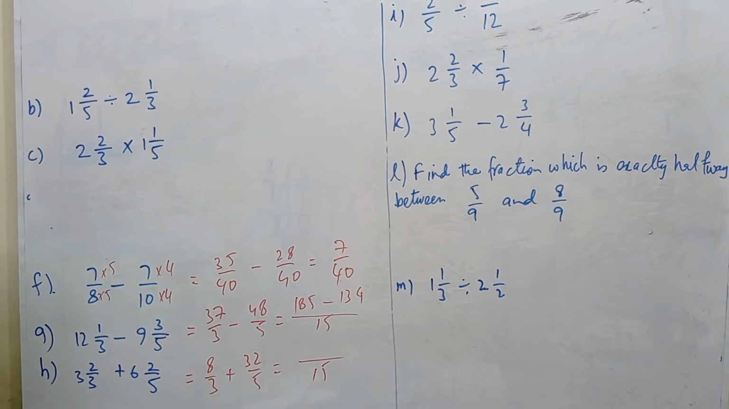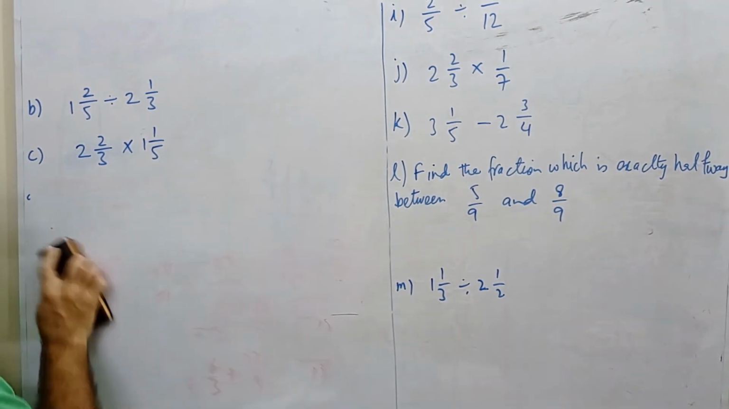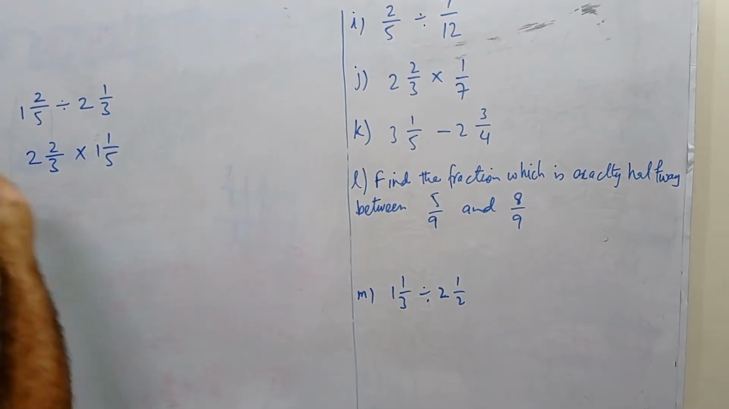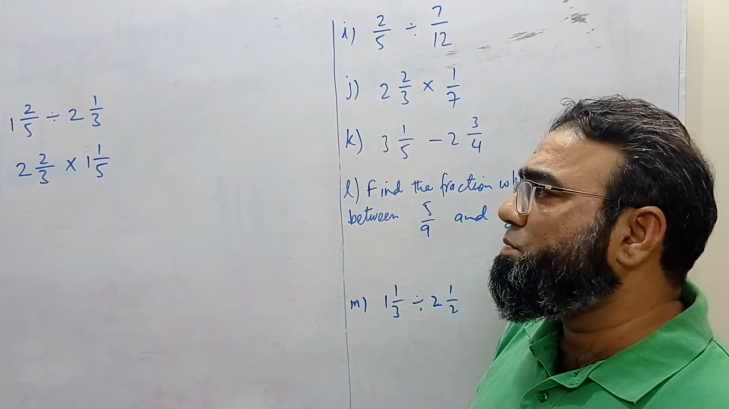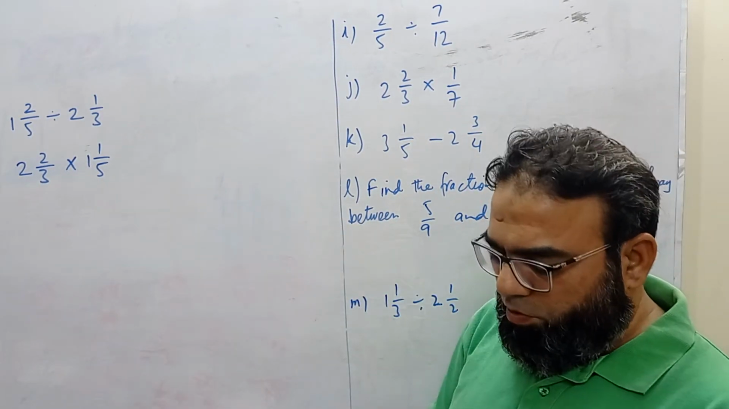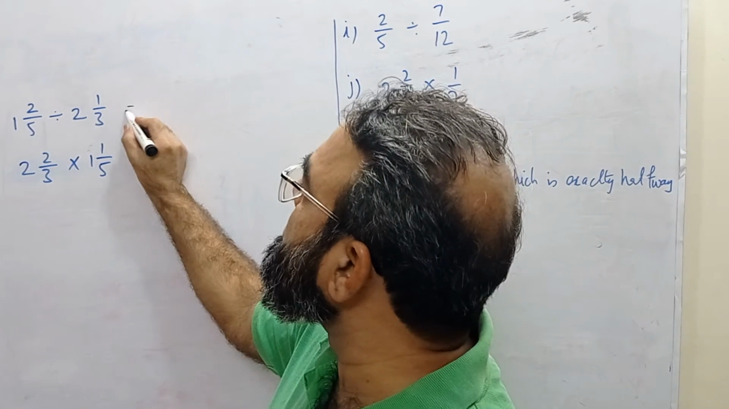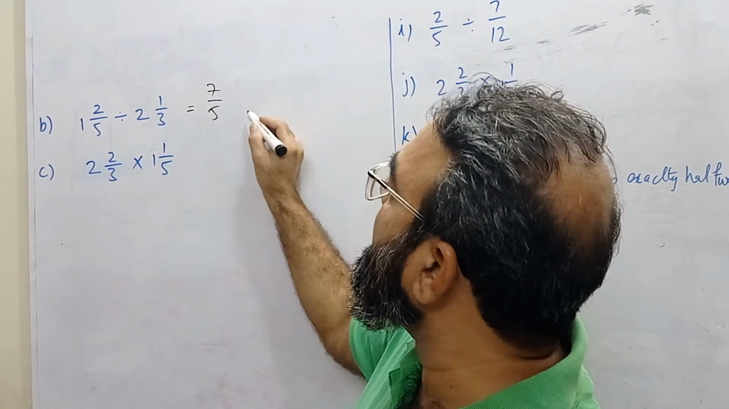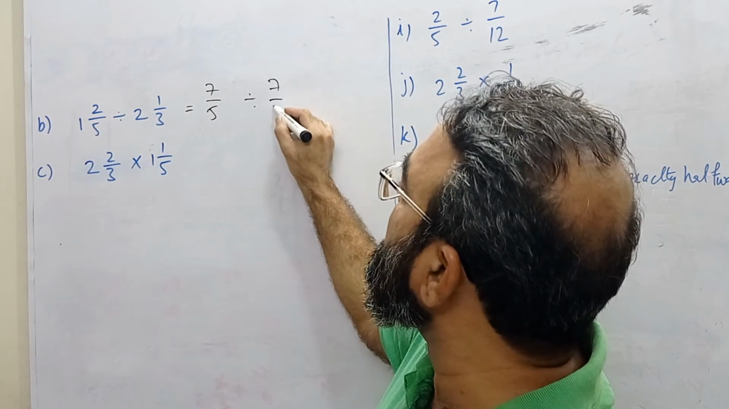Now I'm going towards the parts where we have to multiply and divide. Okay guys, when you have to multiply and divide, again the first condition is that the fractions have to be improper fractions. We can't have the mixed fractions over here. So first of all, 5 1s are 5 plus 2, this is 7 over 5, divided by 3 2s are 6 plus 1 is 7 over 3.